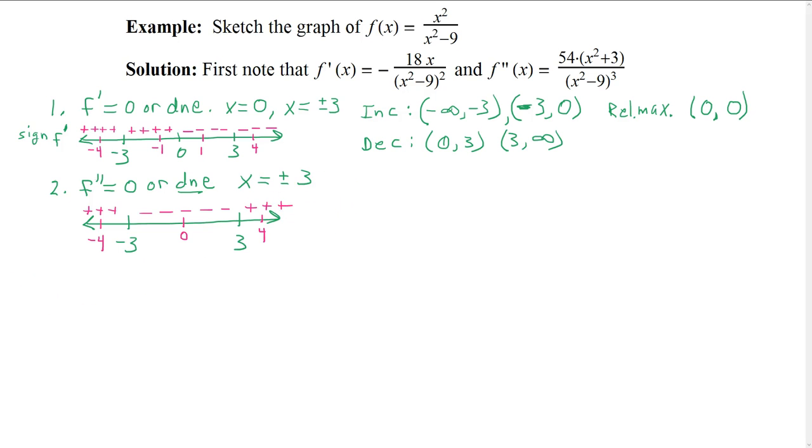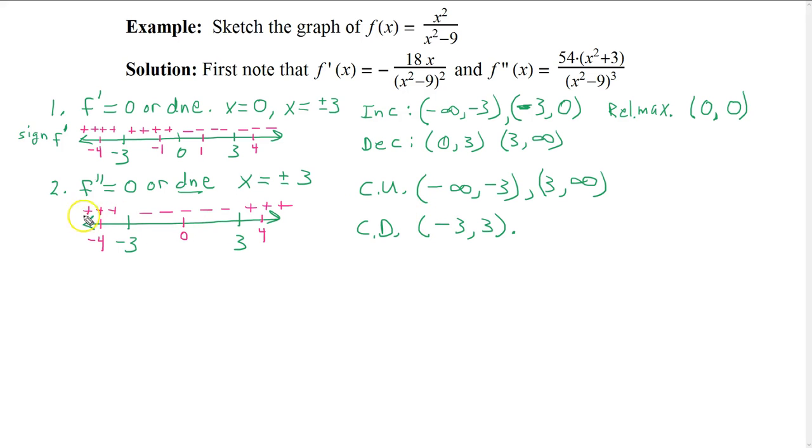And there, so now we know where our function is concave up and down. So we have concave up from -infinity to -3 and from 3 to infinity. And we are concave down from -3 to 3. There we go.